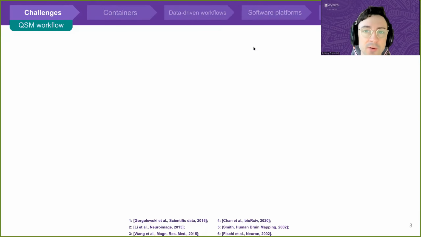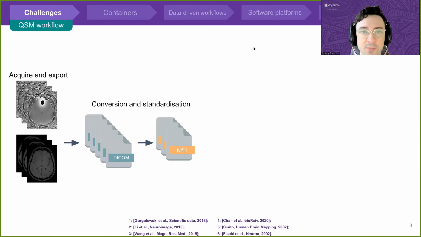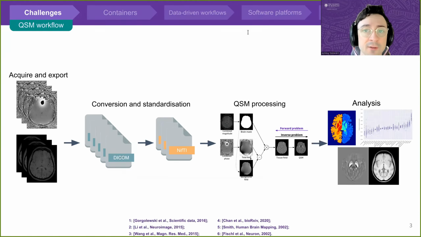So as I said, we'll start by looking at the challenges facing the workflows. And since my background is in QSM, I'll be using it for most of my examples. In practice and at a high level, QSM has an acquisition step where we acquire MRI data, make sure to correctly combine and export phase data. We also have a conversion and standardization step where scanner images like DICOMs are converted into an analysis format like NIFTI or BIDS. Then we have our QSM processing steps, which in itself could include many computational steps, after which we'll have an analysis step where we look at susceptibility values in anatomical and disease-specific areas of interest.